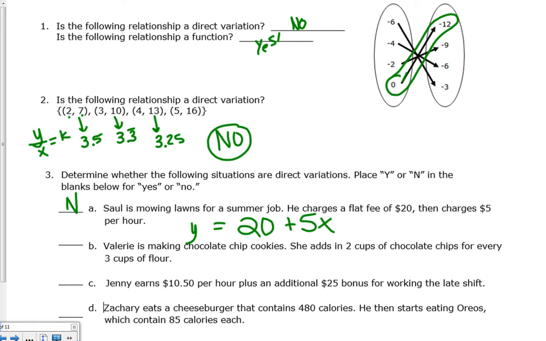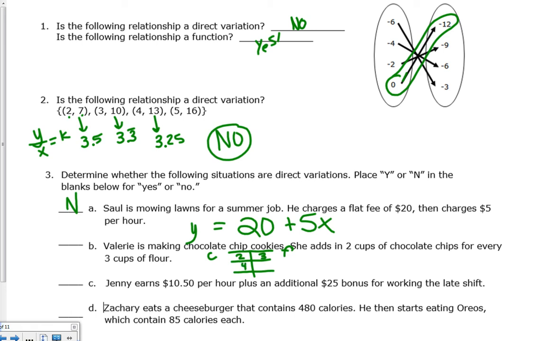Letter B, Valerie's making chocolate chip cookies. She adds in 2 cups of chocolate chips for every 3 cups of flour. Well, on this one, I don't really have an equation here, but if I picture a table, I've got chocolate chips, and then I've got flour. I add in 2 for every 3.